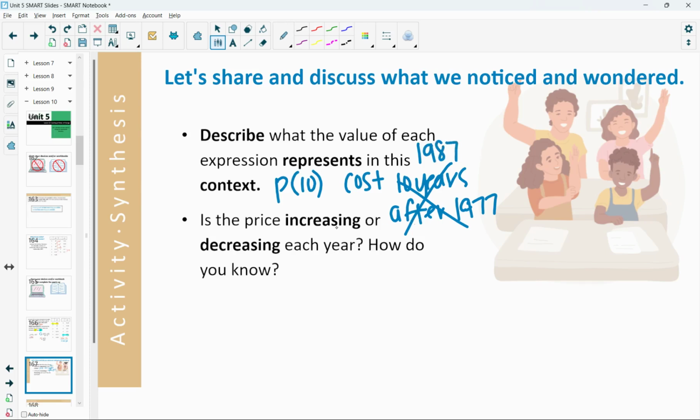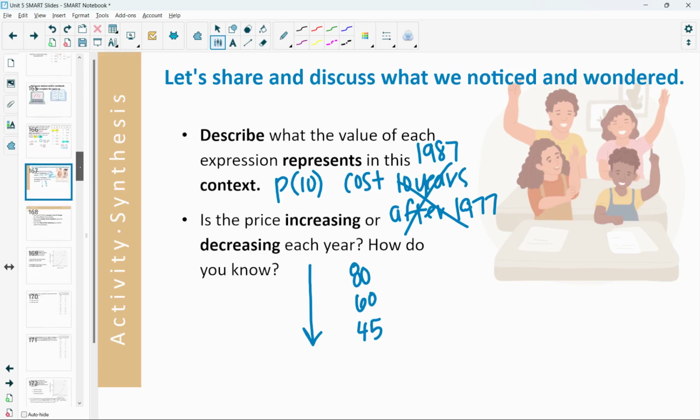And then is the price increasing or decreasing each year? And it's decreasing because it's less, right? So the price was going down. We saw it going from 80 down to 60, down to 45, right? So that price is decreasing because the numbers are going down.